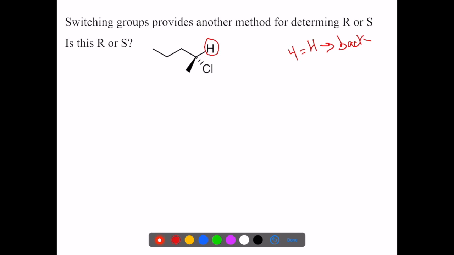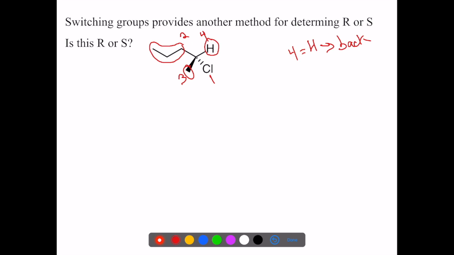And let's say you don't like rotating or visualizing and you don't have your models. What's an easy way to do this? Well, this is group 1. I'm sorry, 4. This is group 1. Chlorine is the highest atomic number. The propyl group will beat the methyl group. And those are the priorities, 1, 2, 3, and 4. But we want 4 to be back.